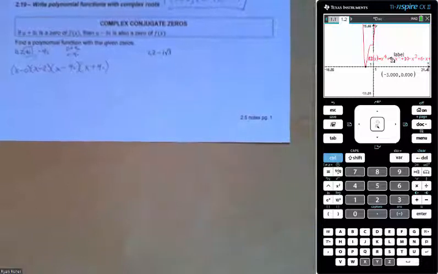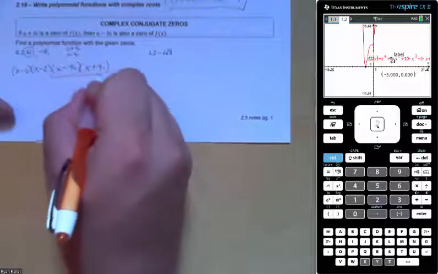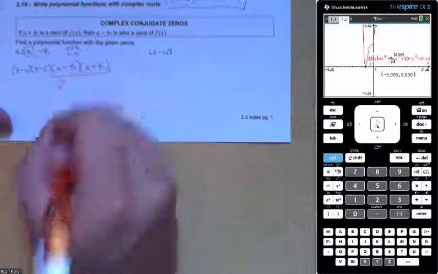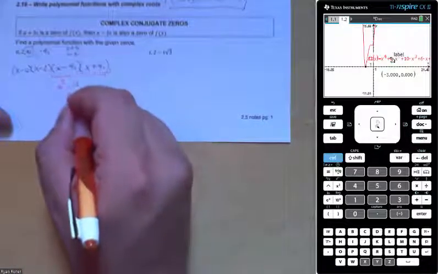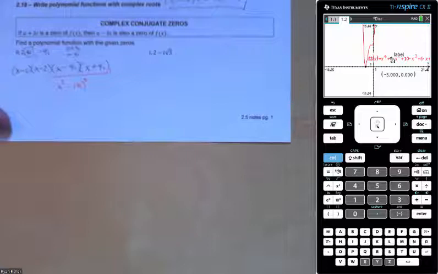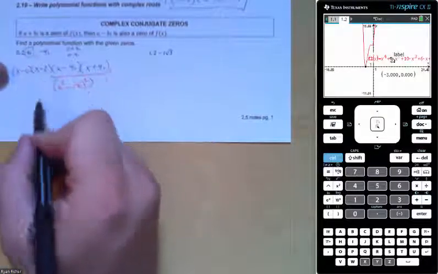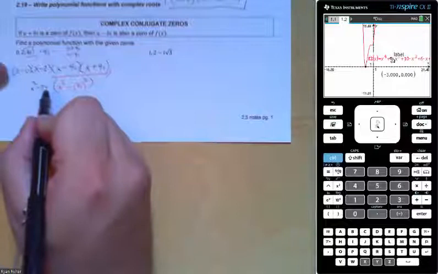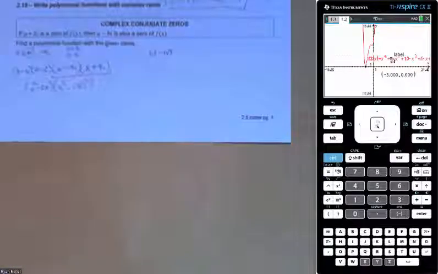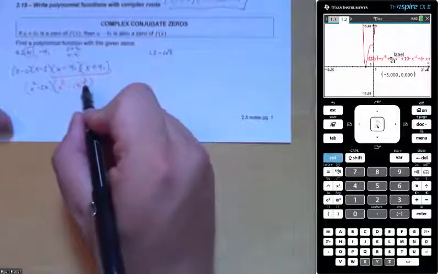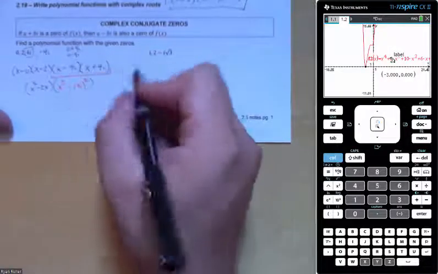This isn't so bad to multiply out because we can do it in two parts. The first part I see is that I'm going to multiply these two together because they are a difference of two squares. This should be x squared minus 4i squared. And then x minus 0 is just x, and x times x minus 2 is just x squared minus 2x. This guy, 4i squared, is 16i squared, minus 16i squared is plus 16.